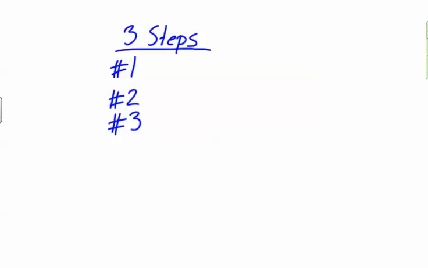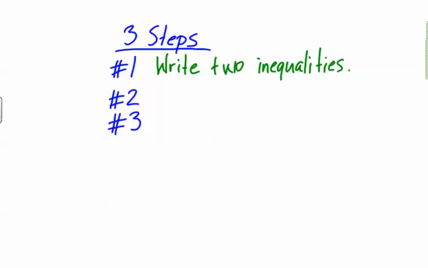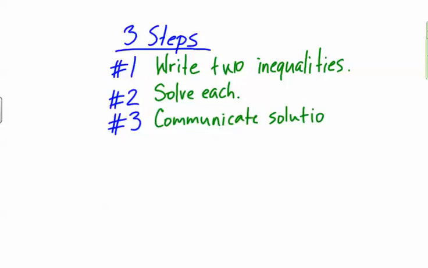First, you've got to make sure that you have your two inequalities separated. Then you have to solve each one. Last, you have to find a way to communicate your solutions. There are three ways you could communicate your solutions. You could draw a number line and shade the solution set. You could also write your answers in interval notation or set notation.